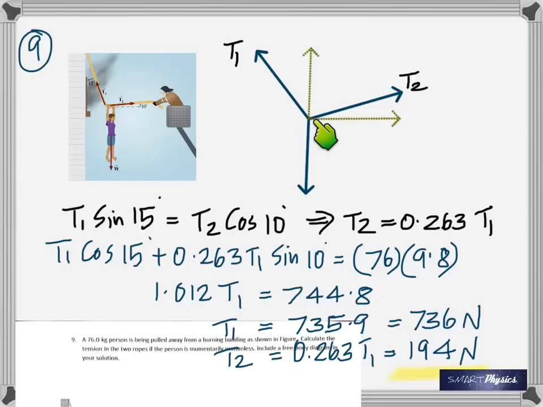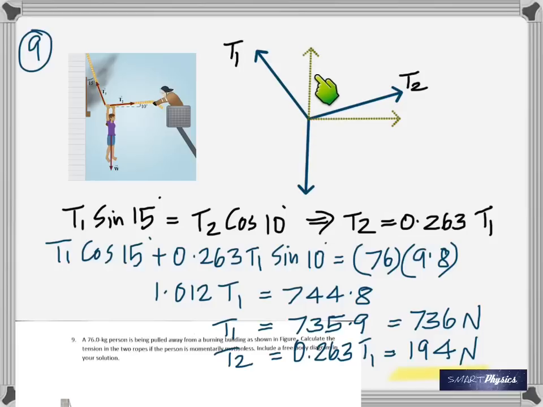Therefore, I know that this component, which is T2 cos 10, should be equal to this component, which is T1 sine 15. All right? That's why you have T1 sine 15, which I'm going to draw in a minute, equal to T2 cos 10. Did you get that? And then the rest is math. So I take the values of sine 15 and cos 10, bring it over to the other side and make T2 the subject.